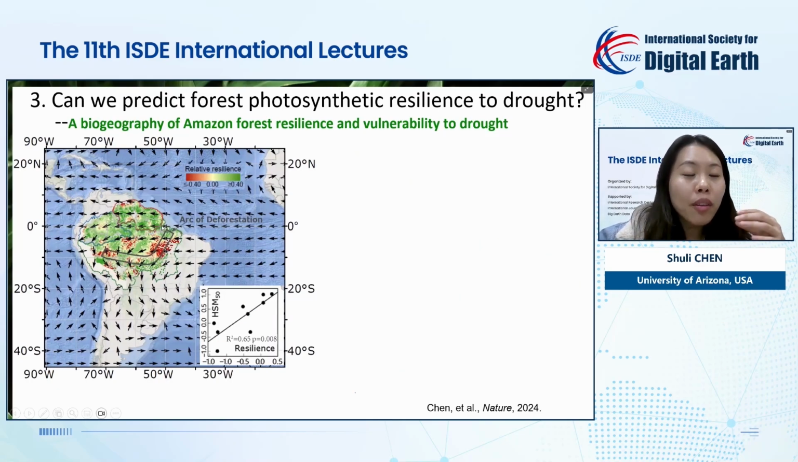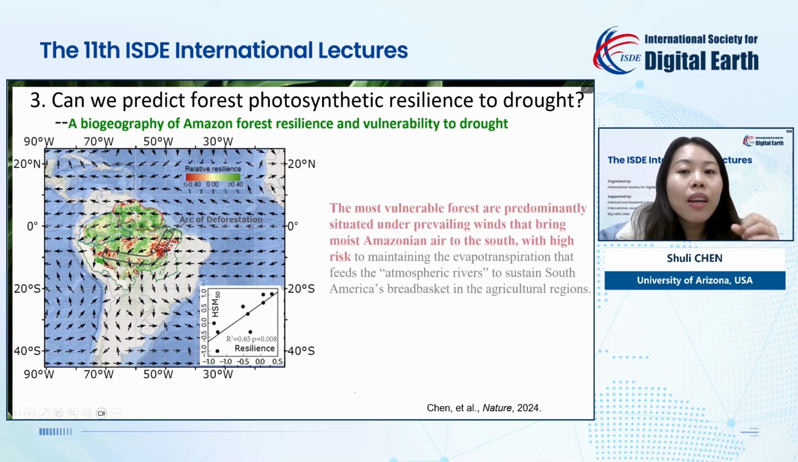And for the more broad implication, the red vulnerable region here is substantially overlaid with the arc of deforestation region, which is the largest deforested area in Brazil, hugely impacted by human activities.